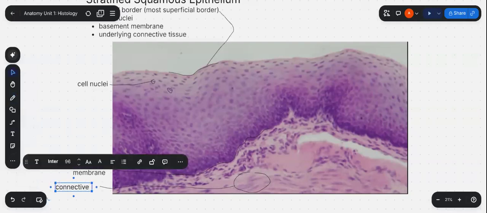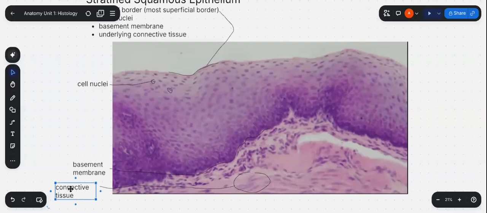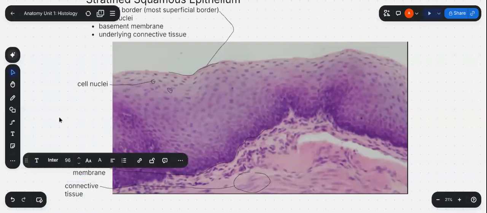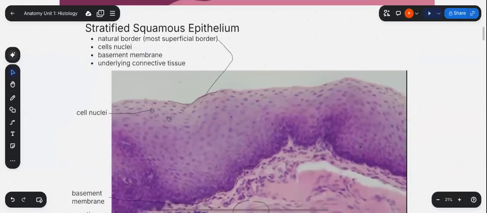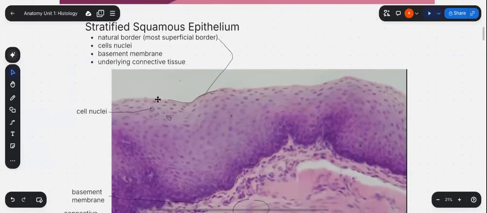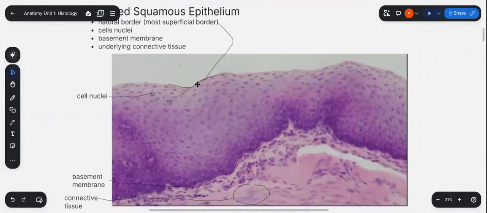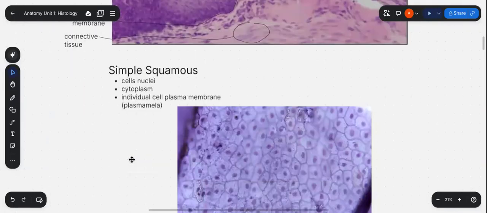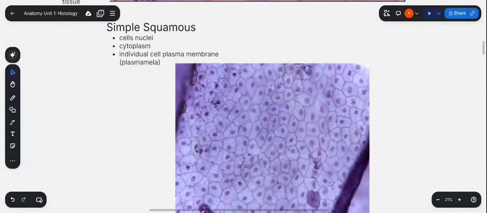So connective tissue right over here. So that was the stratified squamous epithelium. As you can see, very simple, not a lot of hard components to memorize. Now we're going to look at simple squamous.